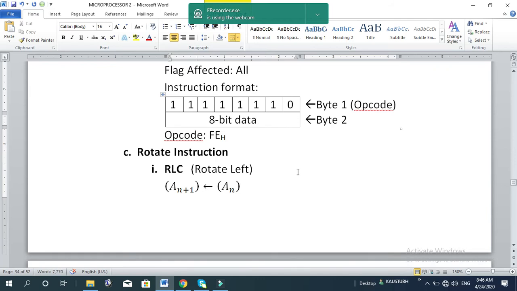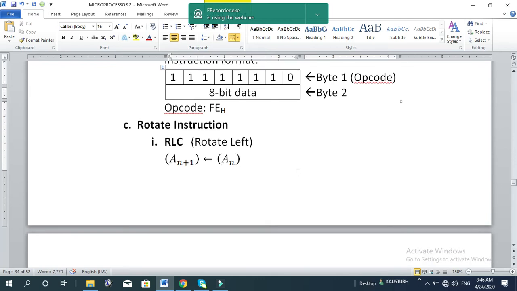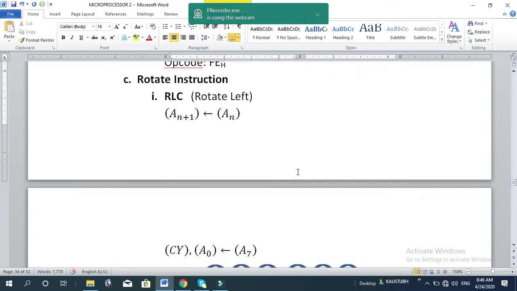The third point is how many bits are shifted in one instruction. Once you execute one instruction, it will always shift one bit only, to the left or right. Fourth, while shifting left or right, there are two types of instructions. One is without carry, that means it does not consider the carry flag. The other is with carry, that means it will also incorporate the carry flag, the content of the carry flag is also shifted.